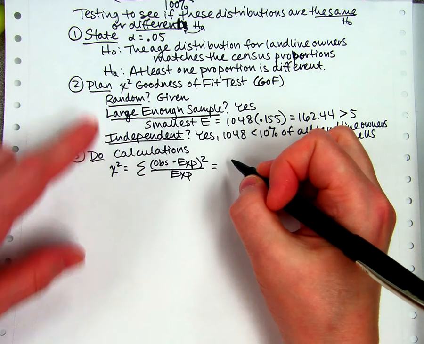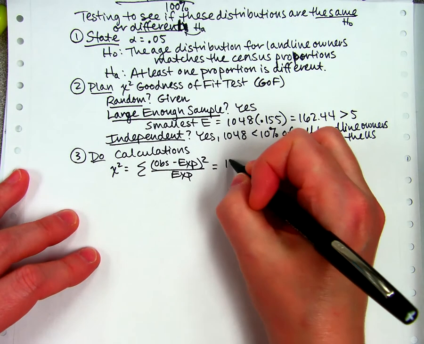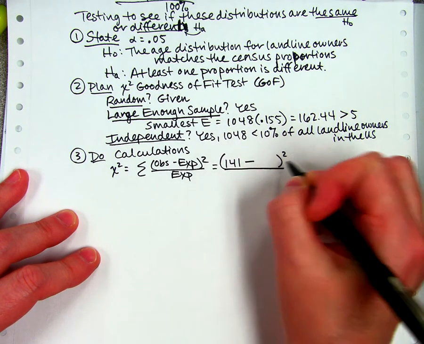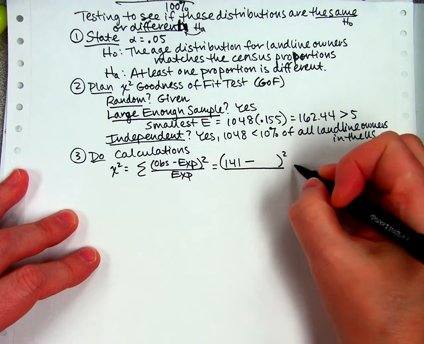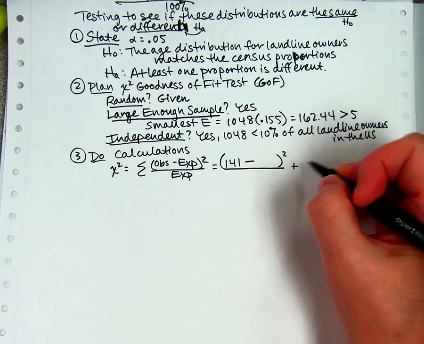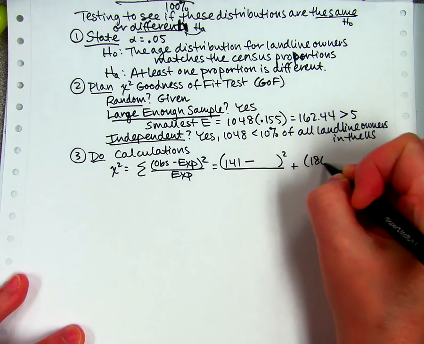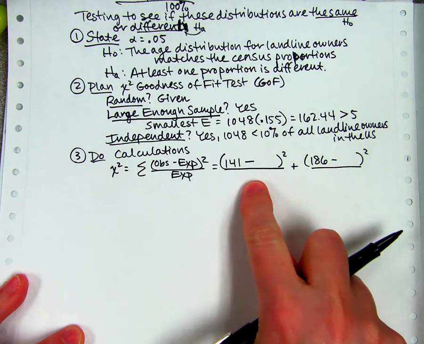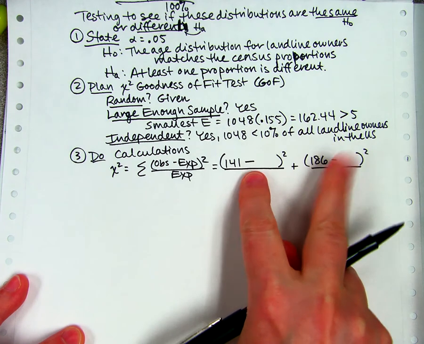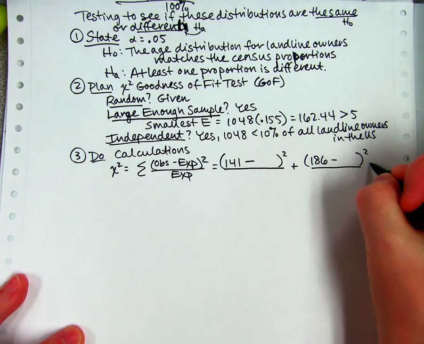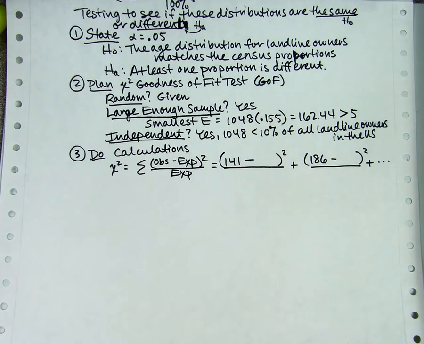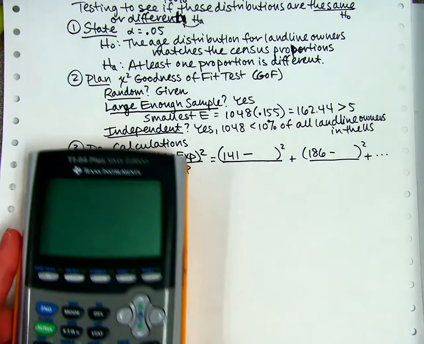So we're going to take the first observed count, which is 141, and we're going to subtract its expected count, which I'll calculate in just a moment, and divide by the expected count. So I'll come back to that in a minute. And then I'm going to take my second one, which is 186, and subtract its expected count and divide by the expected count. You need, for me and for AP, to write out at least 2 of these. And then you have permission to put plus ... to imply that you now have proved you know how to do it, and you're going to let your calculator do the rest. So here's how you do it on the calculator.